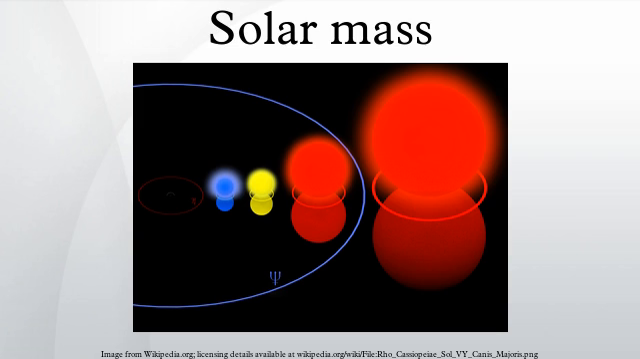1 solar mass equals 1.98855 plus or minus 0.00025 times 10^30 kilograms. The above mass is about 332,946 times the mass of the Earth, or 1/1048 times the mass of Jupiter.